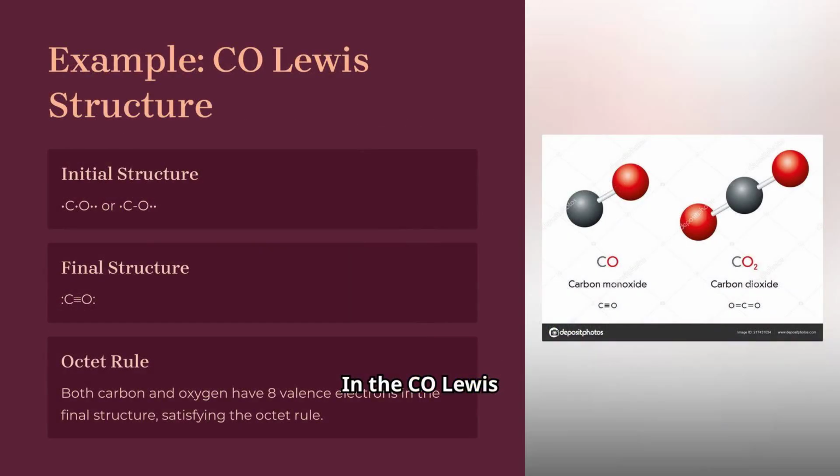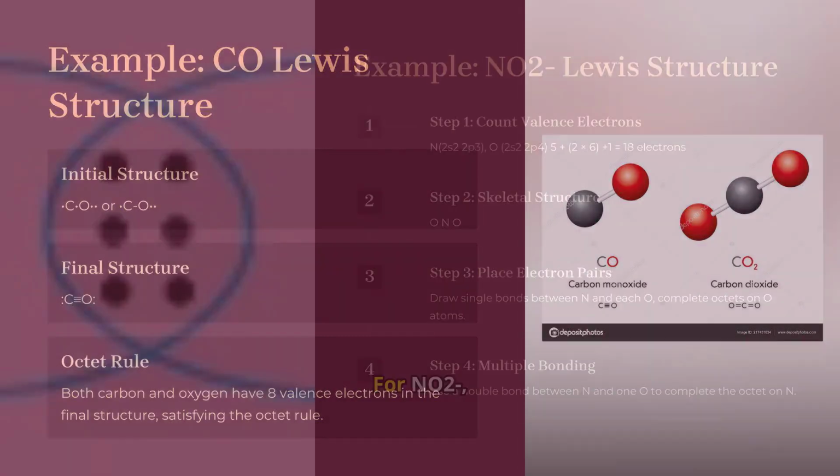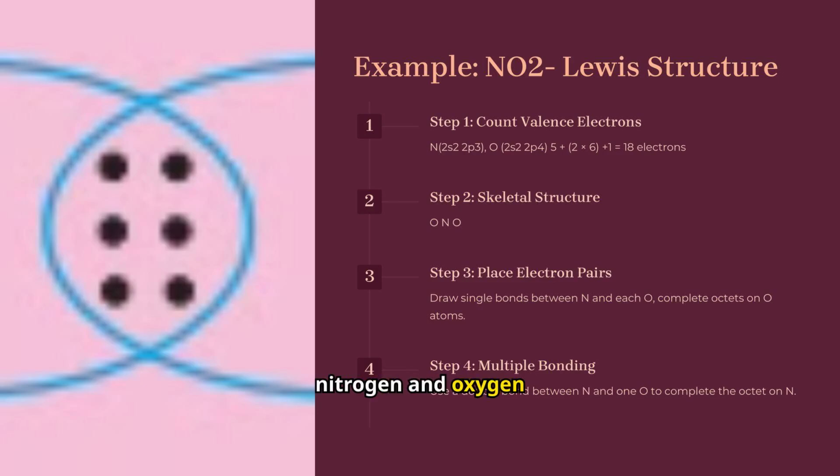In the CO Lewis structure, a triple bond forms between carbon and oxygen, ensuring both achieve an octet, demonstrating the octet rule's role in molecular stability. For NO2, nitrogen and oxygen atoms form bonds that require using a double bond to satisfy the octet rule, showcasing the flexibility in electron sharing.